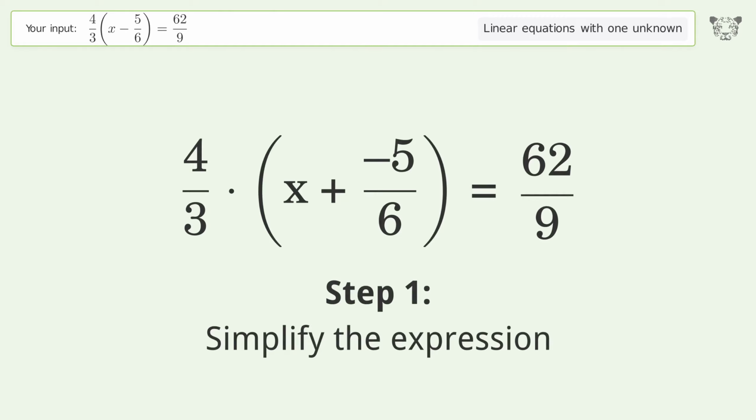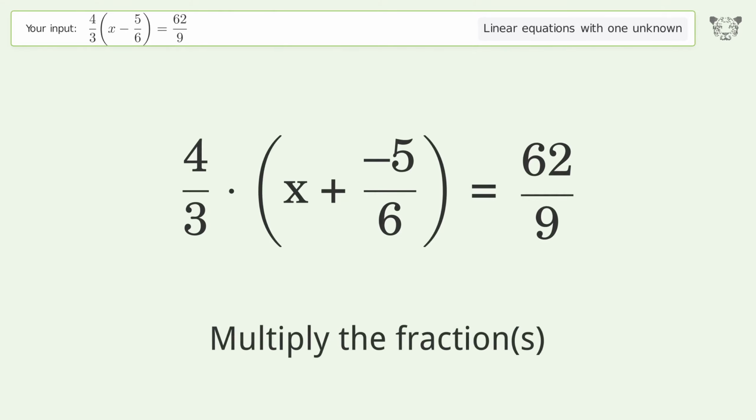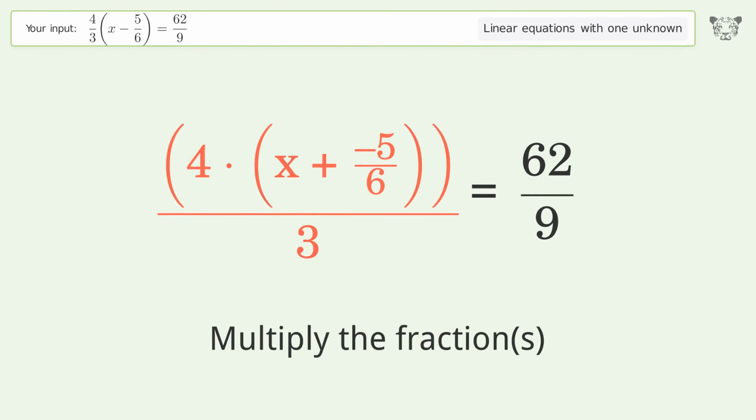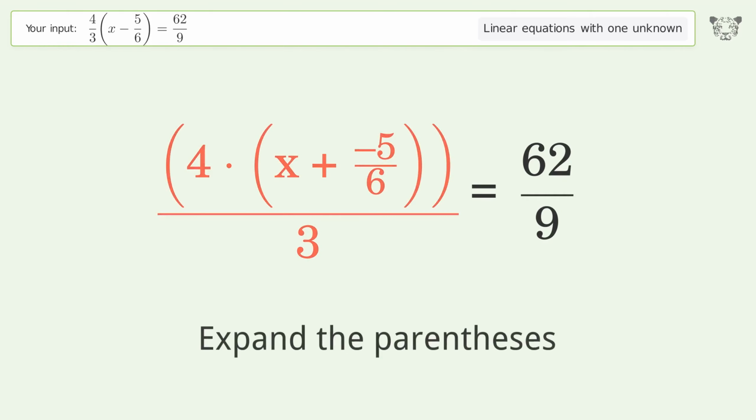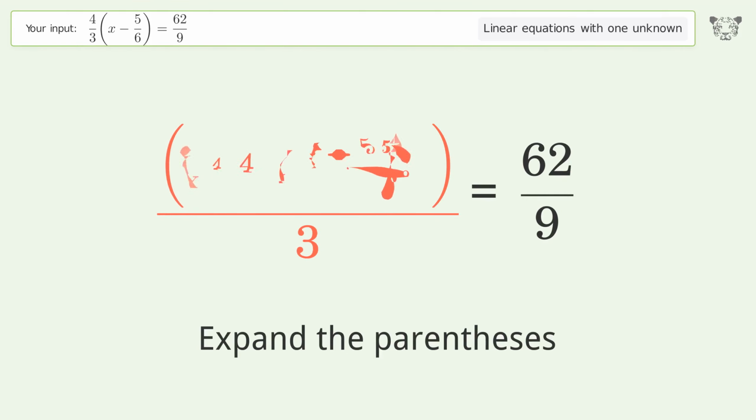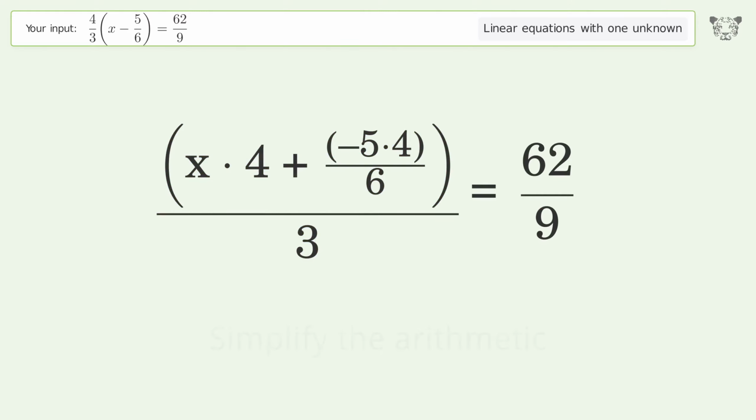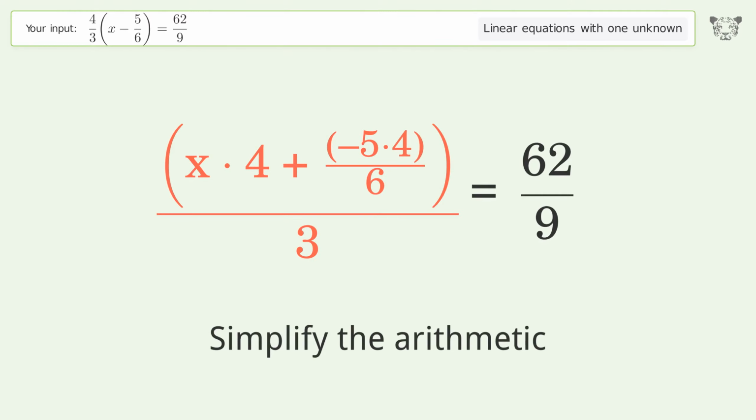Simplify the expression. Multiply the fractions. Expand the parentheses. Simplify the arithmetic.